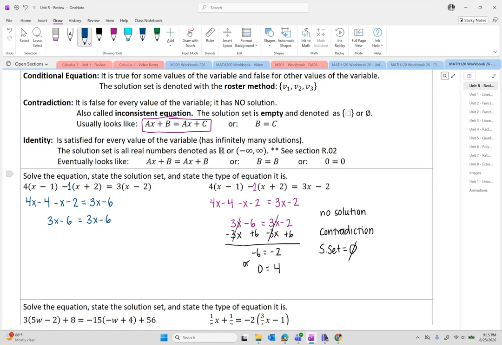If I decide to move, let's say, the x to the left, I will end up with 0x on both sides, so I will end up with negative 6 equal negative 6, which is again true. Or if I decide to at the same time move the constant from the left to the right, I will end up with 0 equal to 0, which is always true. This equation has infinitely many solutions. The solution set is all real numbers, and the equation is an identity.